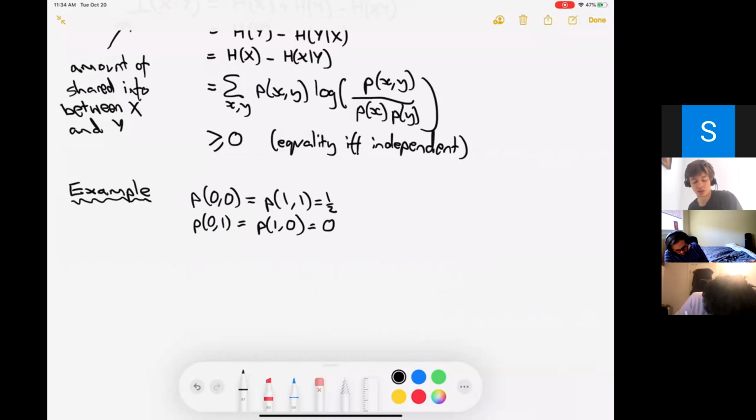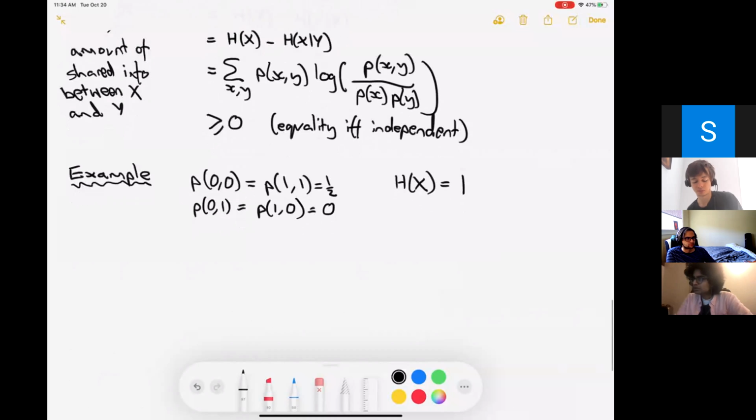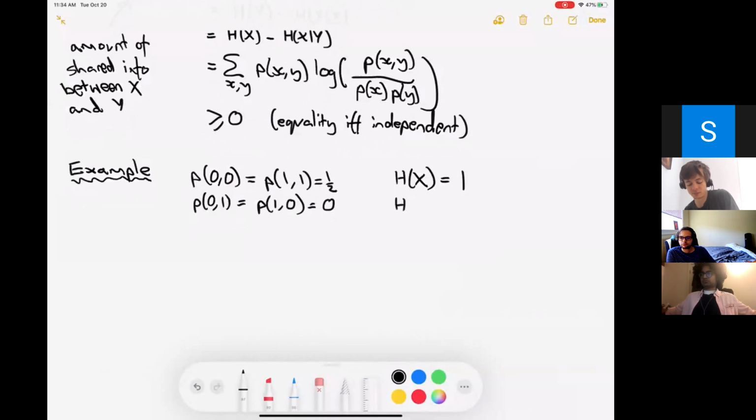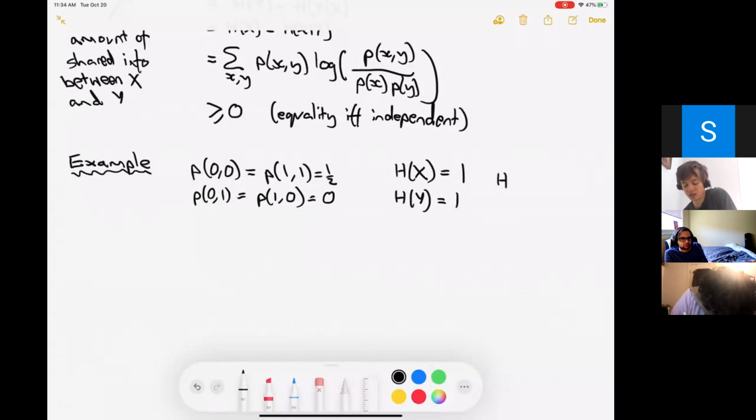Okay, so the entropy of x, well, what's the marginal probability distribution of x? It's 50% of being 0, 50% of 1. So the entropy of that distribution is just 1. H of y is also 1. But finally, H of xy is just, there's 50% probability of both being 0, 50% probability of both being 1. And so yet again, we find 1 bit's worth of entropy, right?